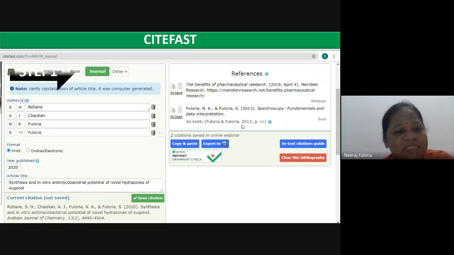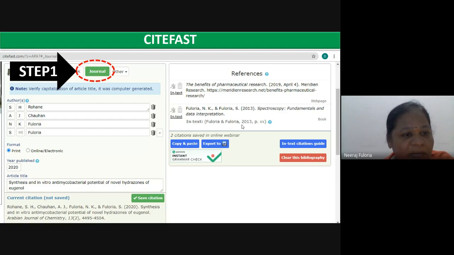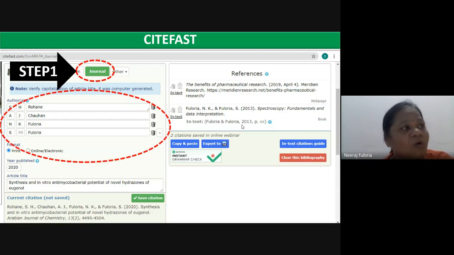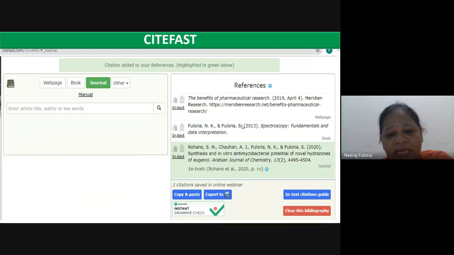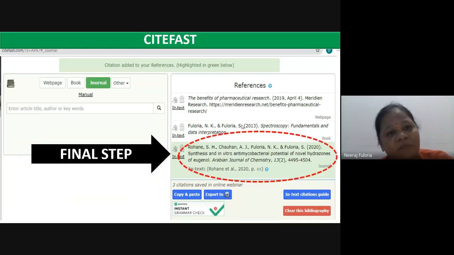Okay, the next is about the journal. You want to create the journal reference, you just put your title or DOI of that particular journal, and you can see here it automatically captures how many authors are there, what is their short form, what is their surname, whether it is available in print or electronic form, when it was published, what is the article title. And you can see here I have saved the citation and I got the reference with all the detailed information. What kind of authors are there, when it was published, and what is the volume number, issue number, page number. It showed everything here. So this is the final step for journal.